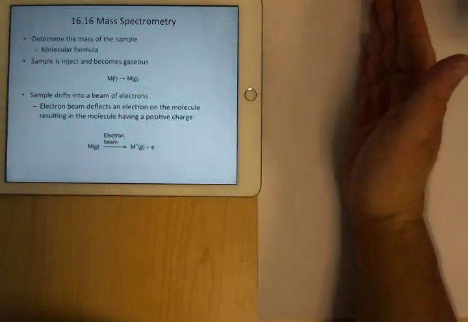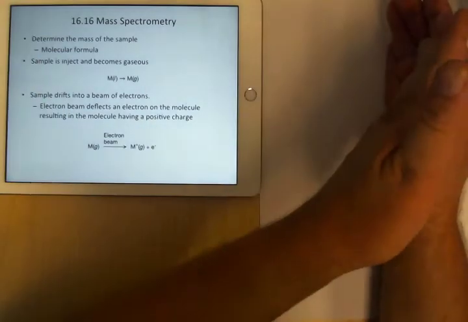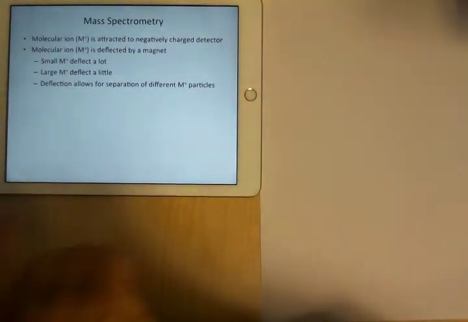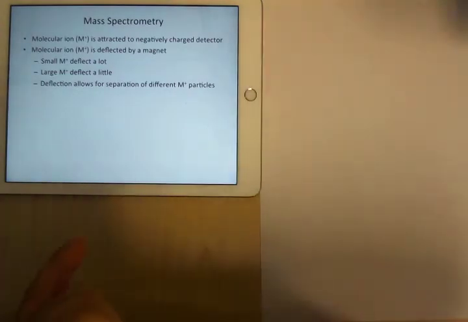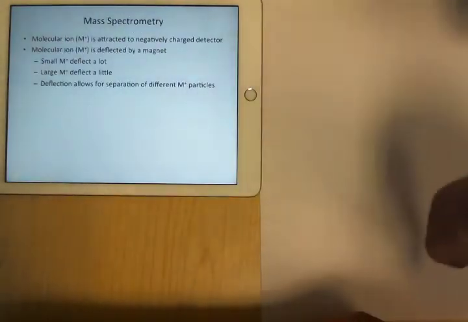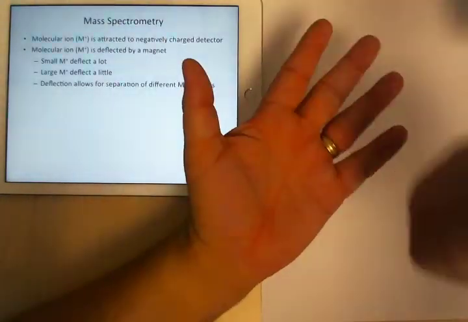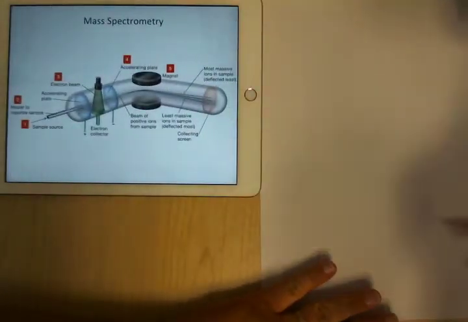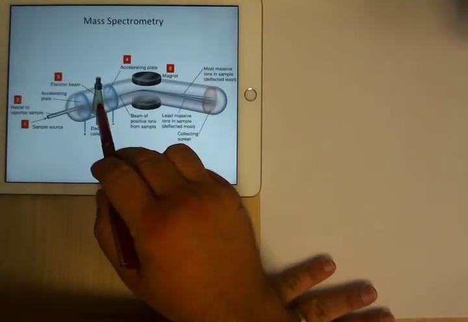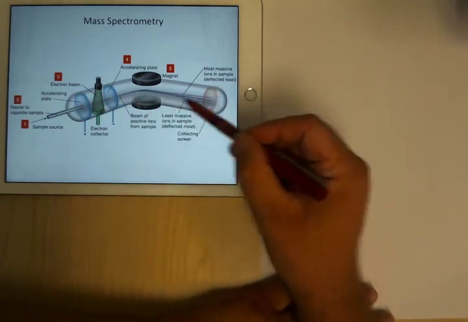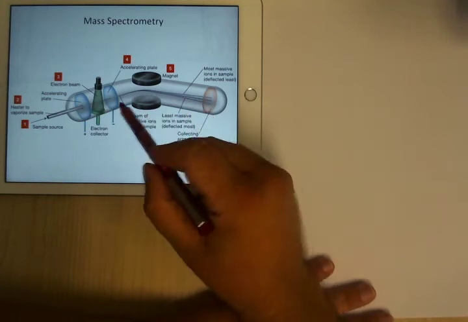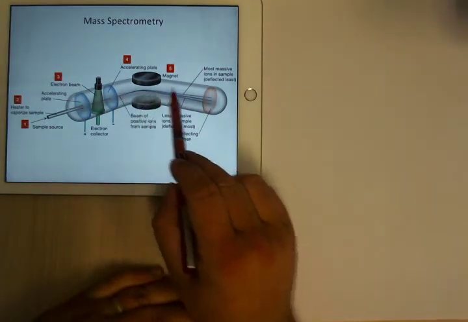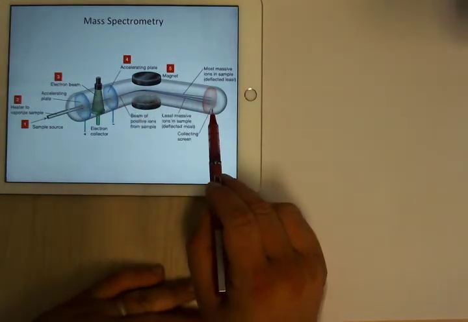What you do is you then have a sensor at the end that's negatively charged, so the ions are going to get attracted to that sensor. We'll show you a picture of this. As they're going towards it, you make them go around a corner, and you put a magnet there. Depending on how much they interact with that magnet, how they get deflected is going to separate them. So your molecule comes along here, it gets hit by your electron beam, you put your negative charge down here, so it's going to get attracted down here, but as it curves, there's a magnet here, and so does it shift a lot, or does it shift a little bit?